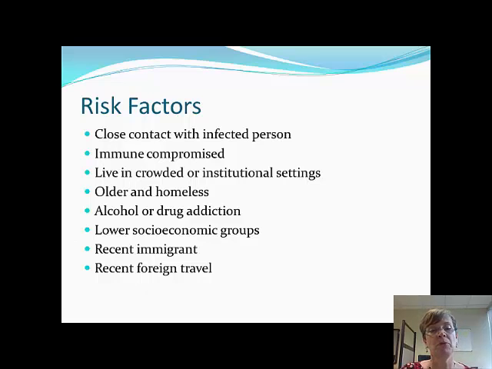Risk factors for people as far as whether or not they might contract TB: if they live with somebody who's infected, that puts them up there. If their immune response is compromised, or if they live in any kind of crowded setting, so often places like jails are particularly high risk. Older or homeless individuals, addictions can be problematic, and then lower socioeconomic status, recent immigrants, or foreign travel.